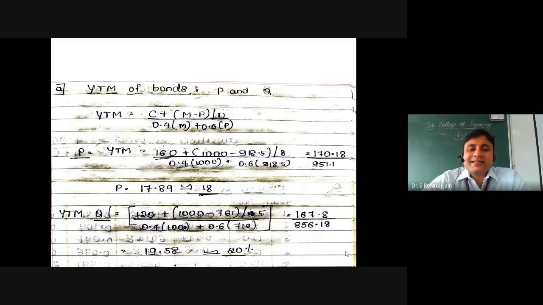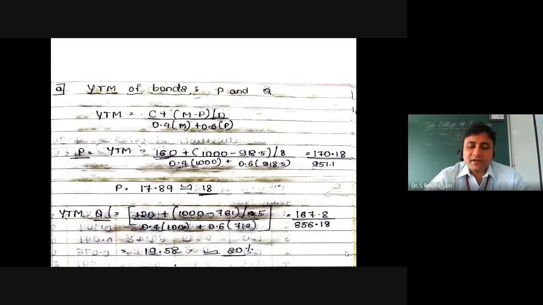I have taken 18. Similarly, solve for bond Q, the YTM is concerned, and check whether you are getting the same answer. 0.1958, right? So multiplied by 100, Vishal. 19.58, it is around 20. Perfect.